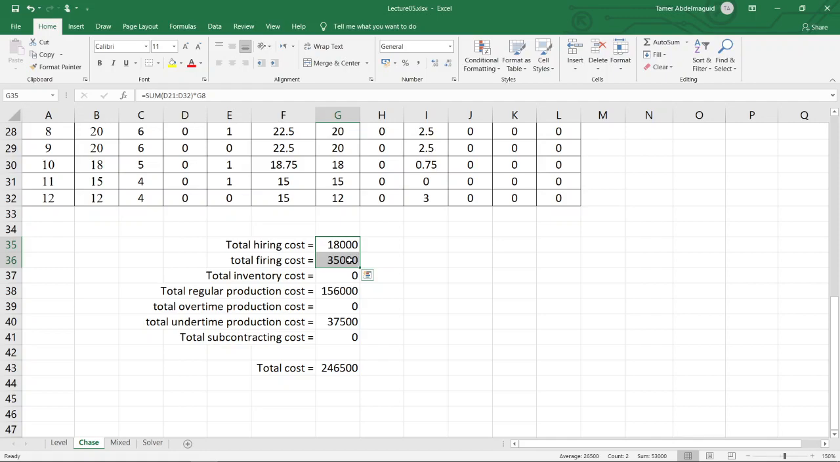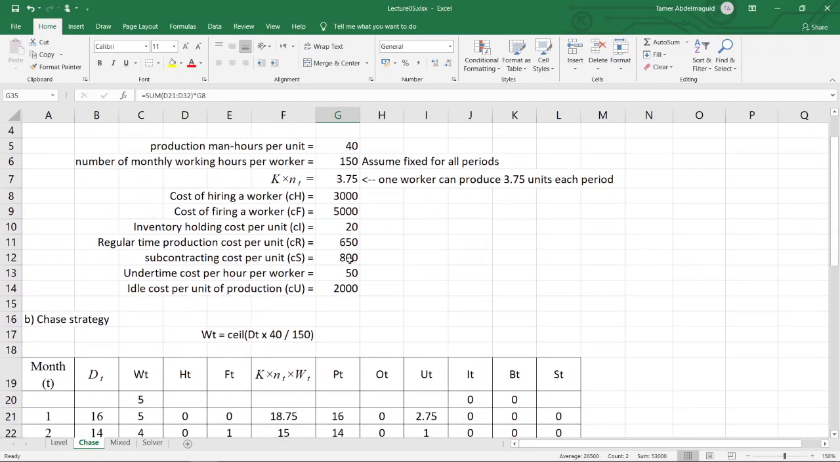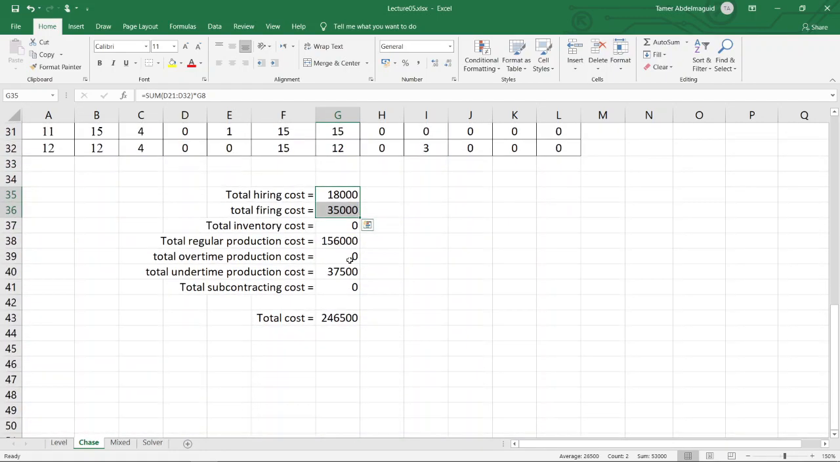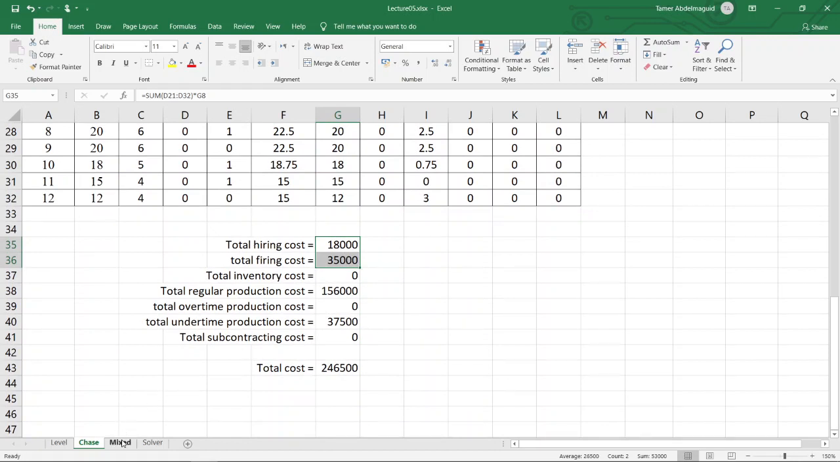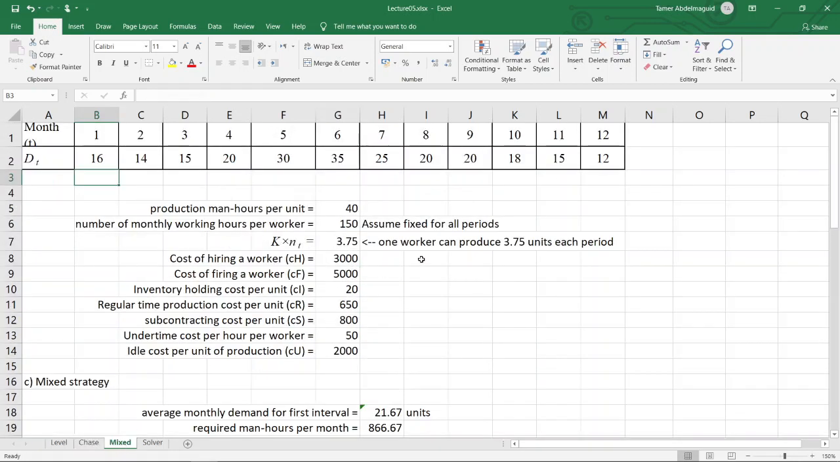Now, we are going to have a look at the mixed strategy to see how it works on the given data. When you apply the mixed strategy, as I mentioned, you need to look at the shape of the demand to see how the demand changes with respect to the cumulative production level.